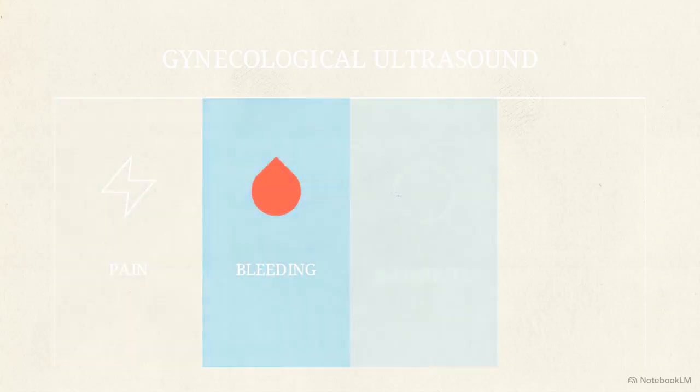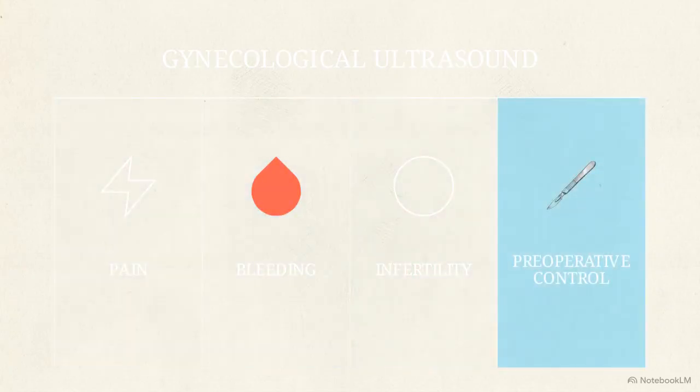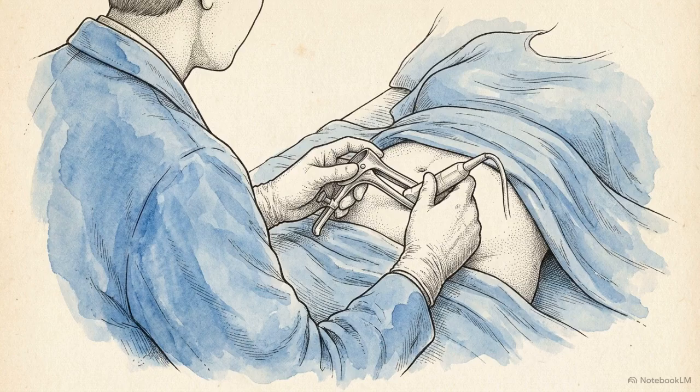Outside of obstetrics, the gynecological application of ultrasound operates differently. Instead of following a strict developmental timeline, it is symptom-driven, organized into 4 main clinical pillars: pain, bleeding, infertility, and preoperative control. Starting with the first pillar, pelvic pain, ultrasound is the immediate tool used to differentiate a life-threatening ectopic pregnancy from distinct ovarian pathologies.